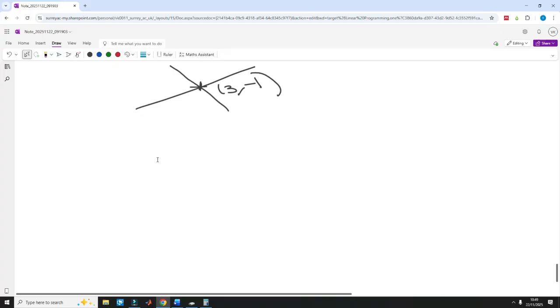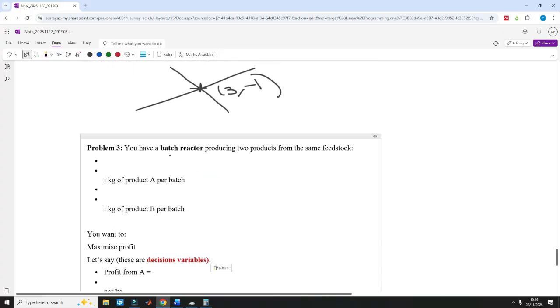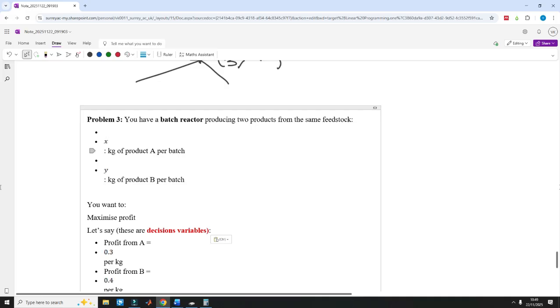So what's the problem? We have a batch reactor, and we are producing two products from the same feedstock. What does that mean? I believe you know how the batch reactor works. So we have a batch reactor.